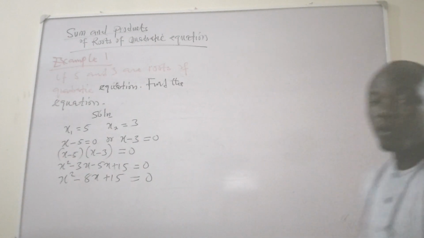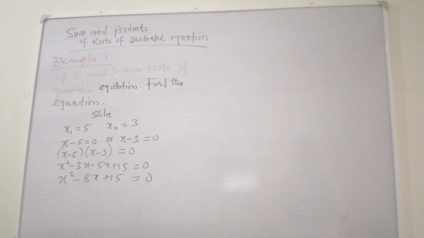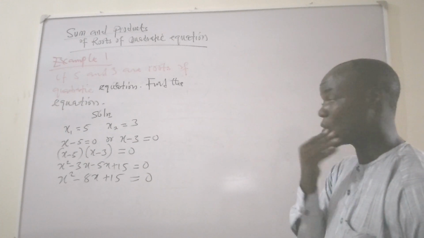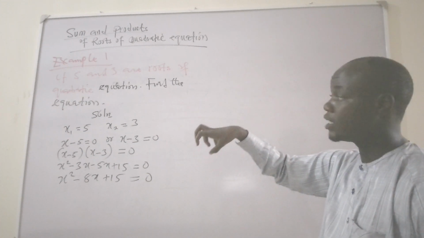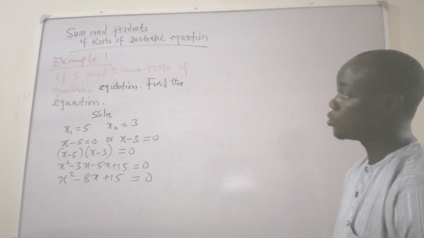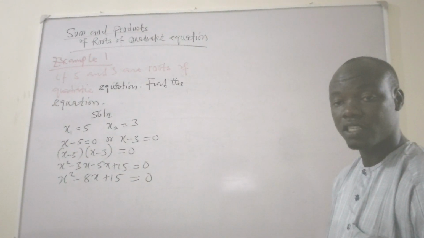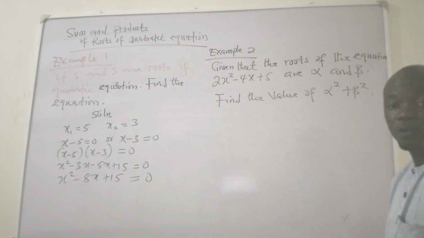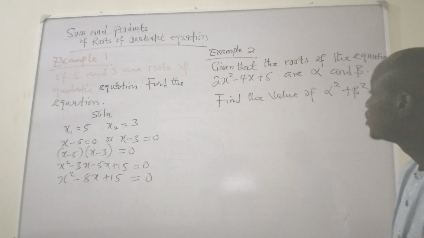So this is how we arrive at the quadratic equation from the roots of the quadratic equation. So you may be given the roots of a quadratic equation to find the actual equation. So that is example 1. So now let's look at example 2. So we have another example here.